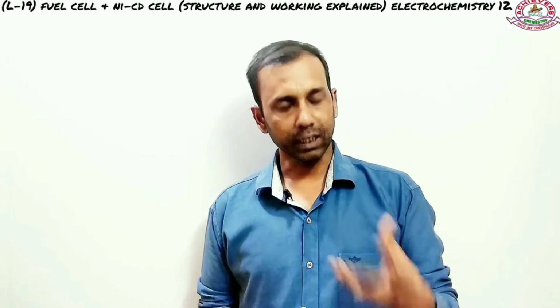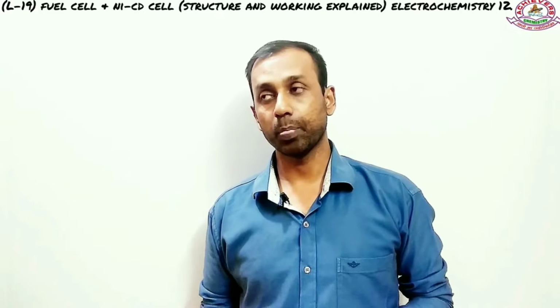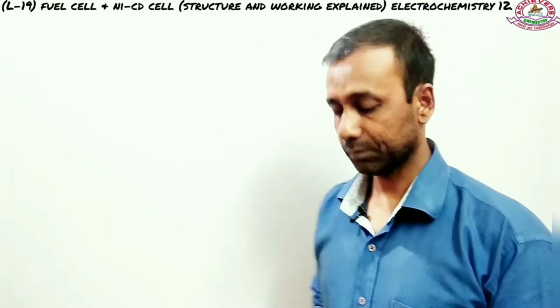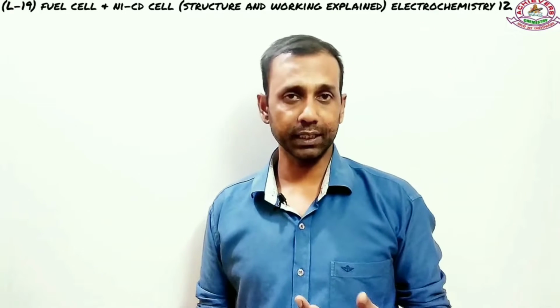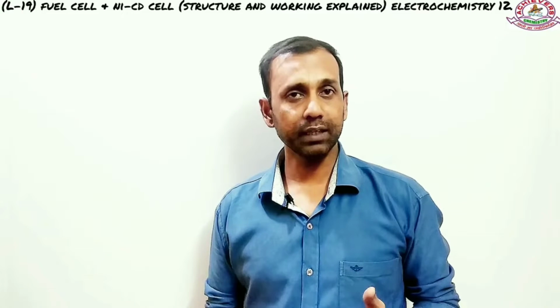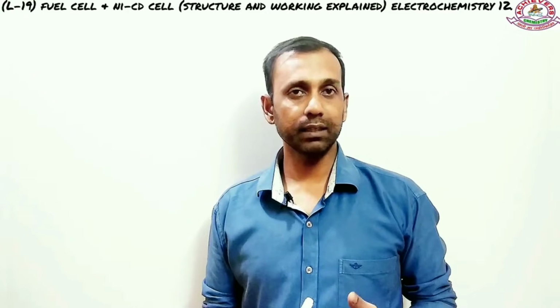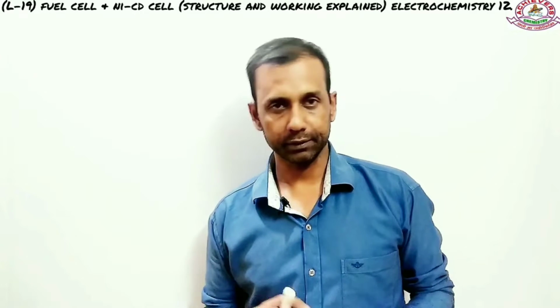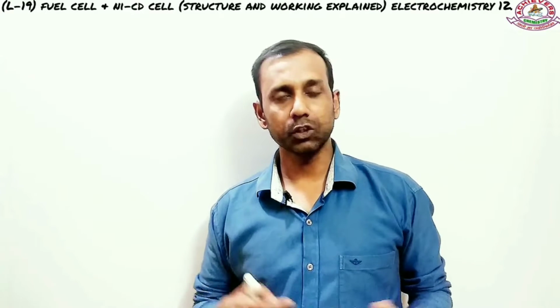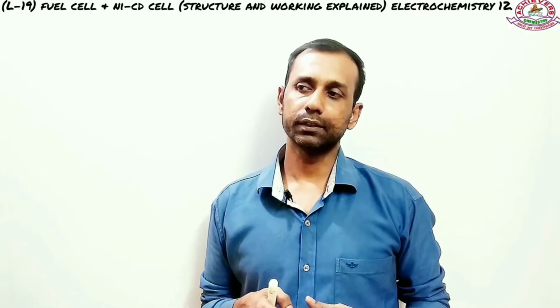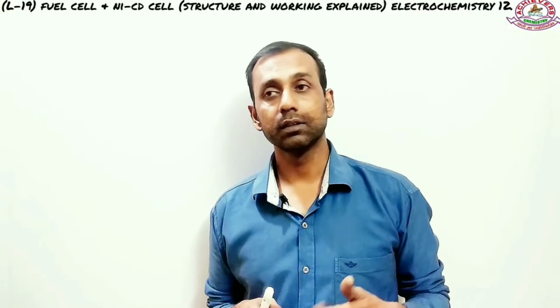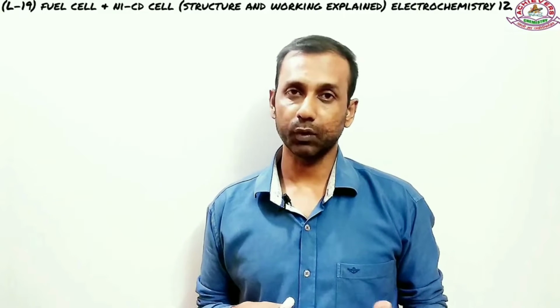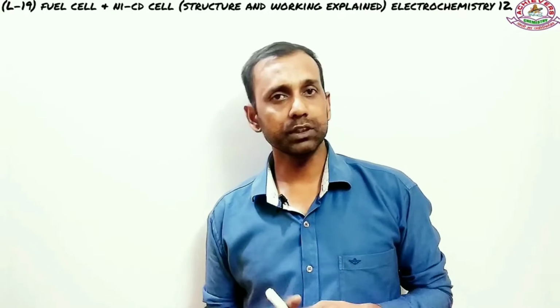So the three things I'm left with to complete are a few examples of secondary cells that I haven't done yet. One is the nickel cadmium cell, another is the fuel cell, and the third one is the electrochemical aspect of rusting of iron. These are very important, especially the fuel cell. Let's start with the first one.